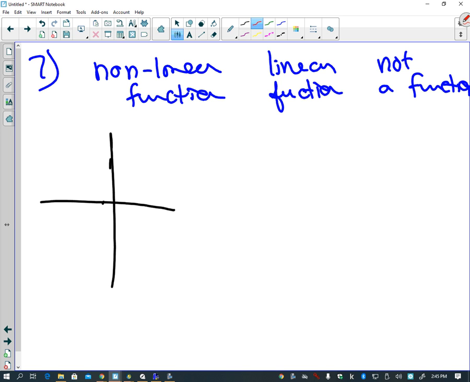On the coordinate plane, what would a linear function look like? Anybody want to draw it? What do you think a linear function would look like? No? Well, I'm going to wait till somebody does, or somebody at least tells me. What's a linear function look like? Slope-intercept. Okay, give me an example of a slope-intercept equation that I could draw up here that would represent a linear function.